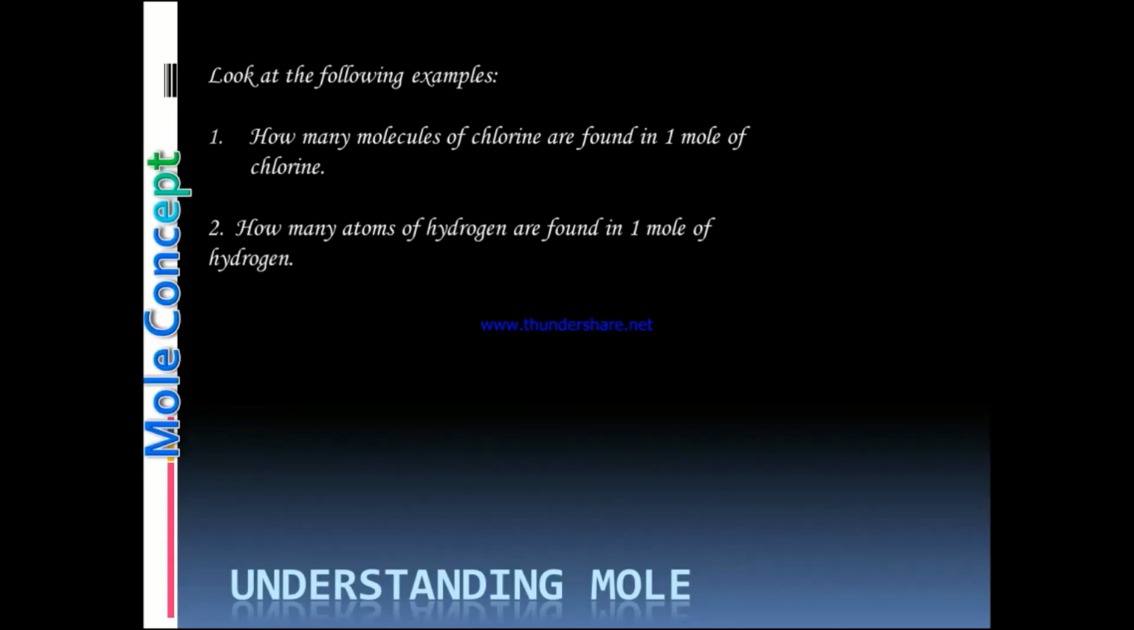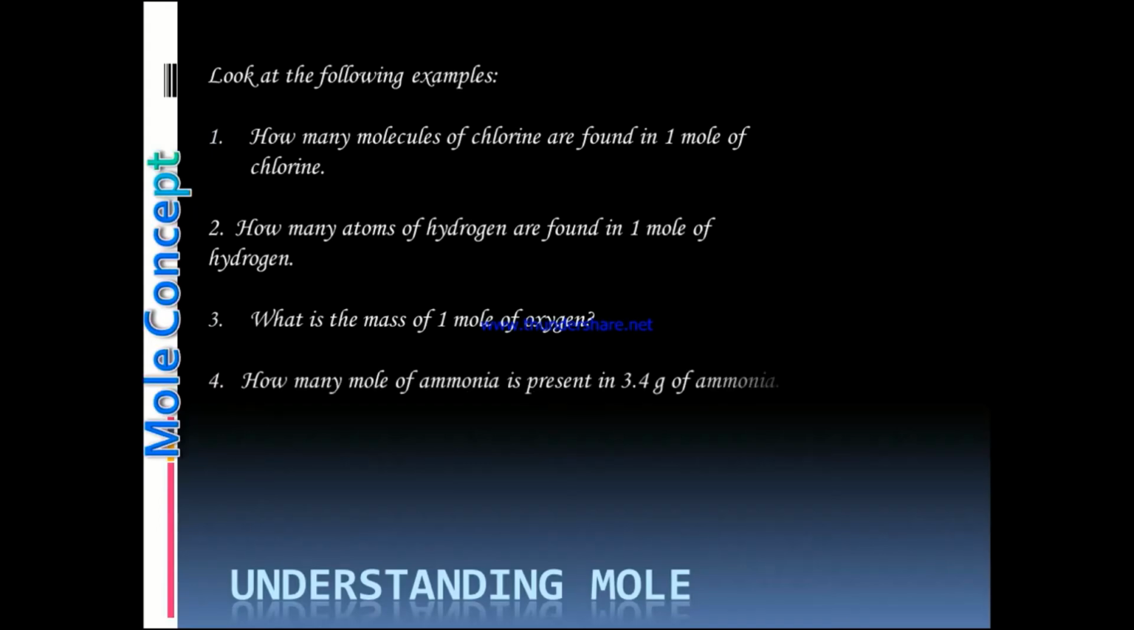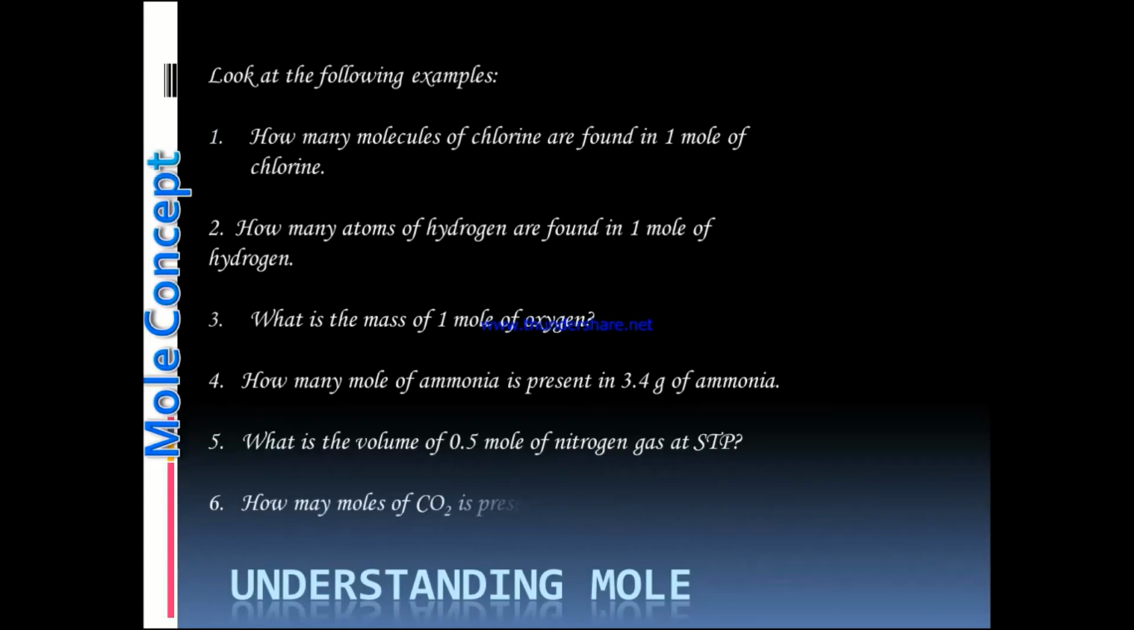Then the third question we can see on your screen: what is the mass of 1 mole of oxygen? The fourth one: how many moles of ammonia are present in 3.4 gram of ammonia? Number 5: what is the volume of 0.5 mole of nitrogen gas at STP? And number 6: how many moles of carbon dioxide are present in 11 gram of it? So children, if you answer these 6 questions correctly, that means you understood the mole concept. So one by one we will see.